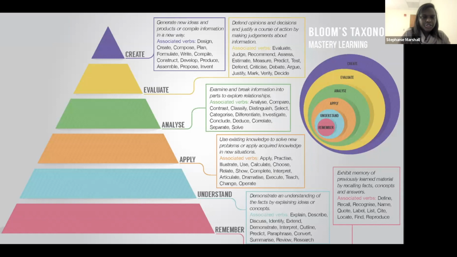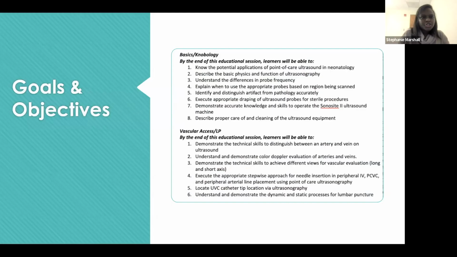This slide here shows Bloom's taxonomy, which is the framework for categorizing educational goals. This framework helps create an organization to the objectives and ensures that the instruction and assessment are aligned with the objectives. This is the framework for which our goals and objectives were developed. So I just placed here a couple of examples of our goals and objectives for our curriculum.